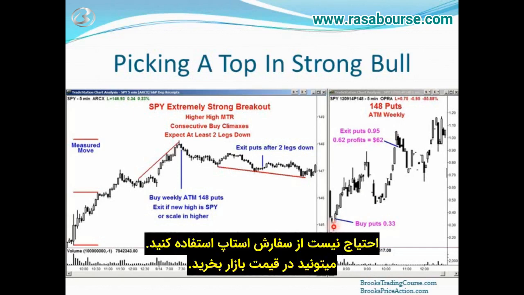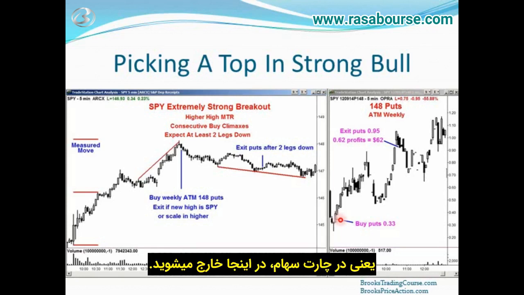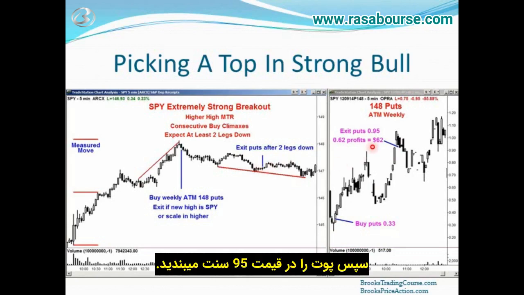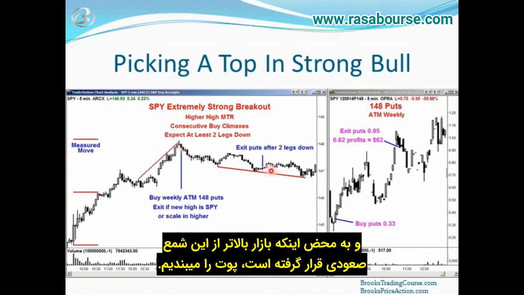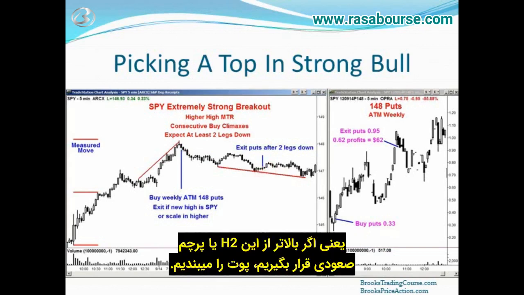You wouldn't be placing a stop order. You'd simply buy at the market, or you'd place a limit order, a tick or two above the most recent price, and then you would exit here, which is corresponding to over here. Okay, you'd exit your puts at 95 cents, and you'd have a 62-cent profit. So you bought your puts here at this signal bar, or as soon as the market turned below, and you sold out of your puts as soon as the market turned above this bull reversal bar at the bottom of that high 2 bull flag.